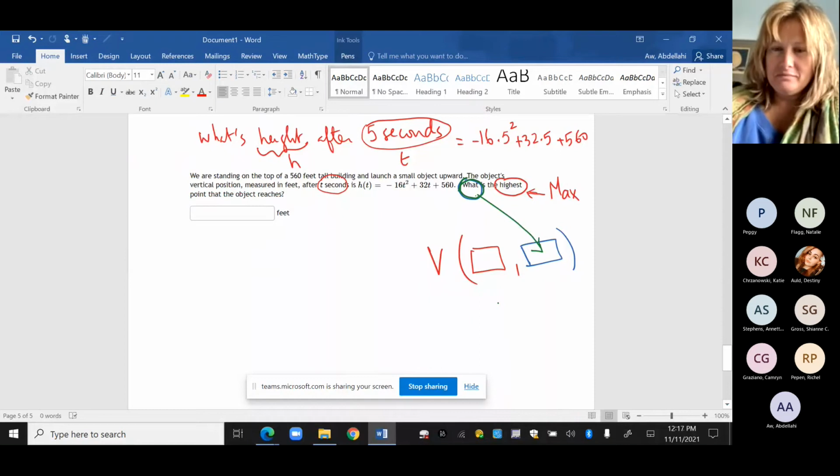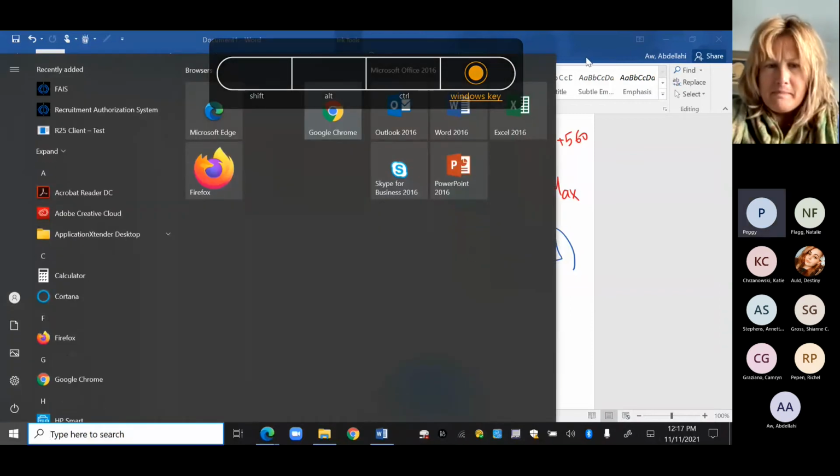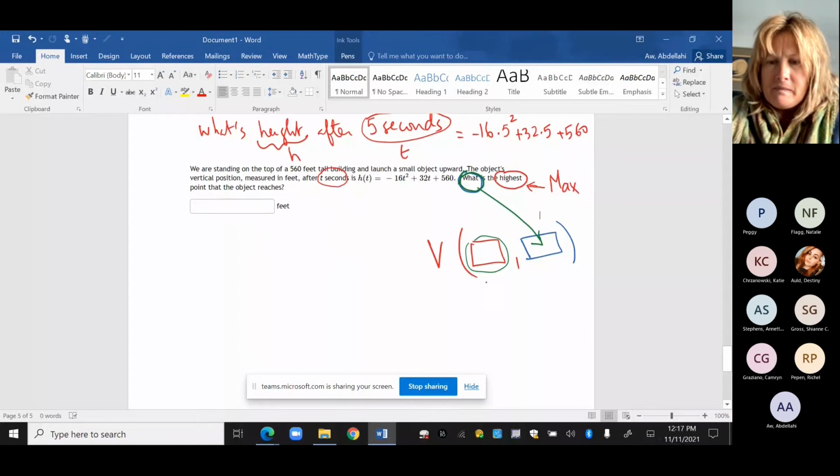When I say when do we reach the maximum height, it's going to be this one. That is the meaning of the vertex. The vertex tells you what is the maximum and when do we reach it, right? What is the maximum and when do we reach that maximum? If we say what is the maximum, the answer is going to be the y coordinate of the vertex. When do we reach the maximum? The answer is going to be the x coordinate of the vertex.